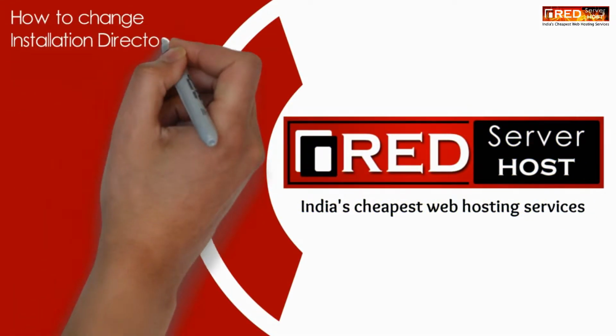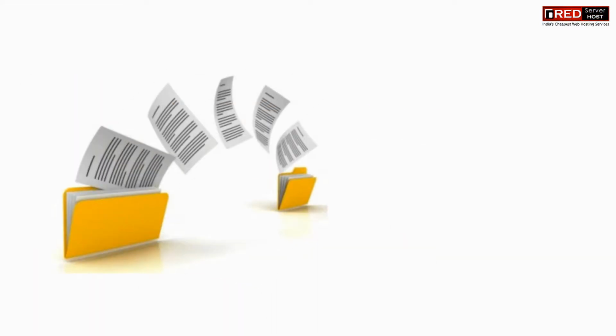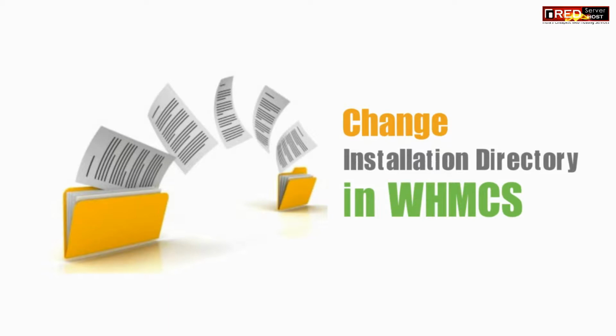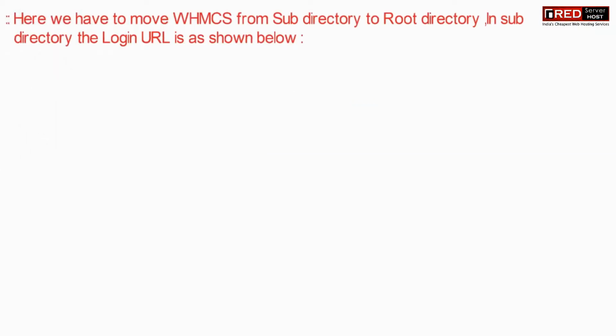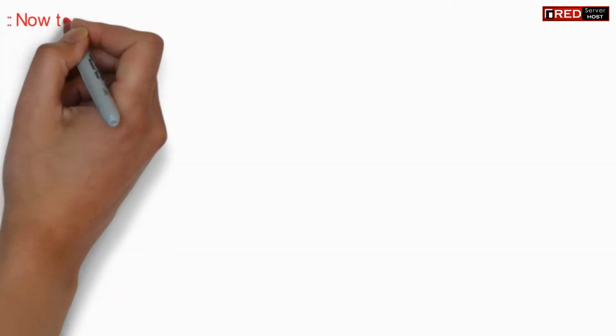Today in this video, we will learn about how to change installation directory in WHMCS. Here we have to move WHMCS from a subdirectory to root directory. In subdirectory, the login URL is shown as below.